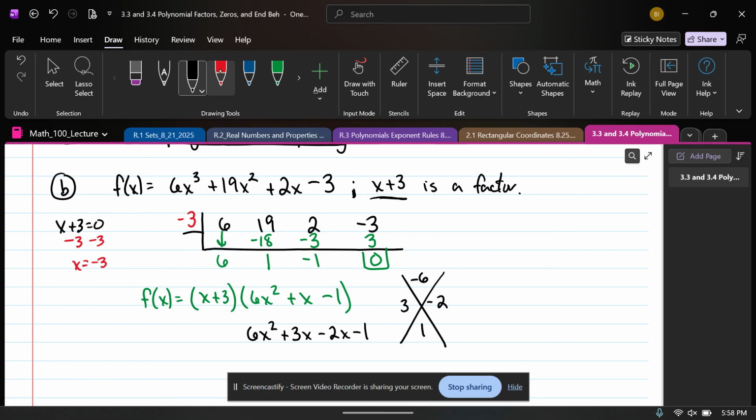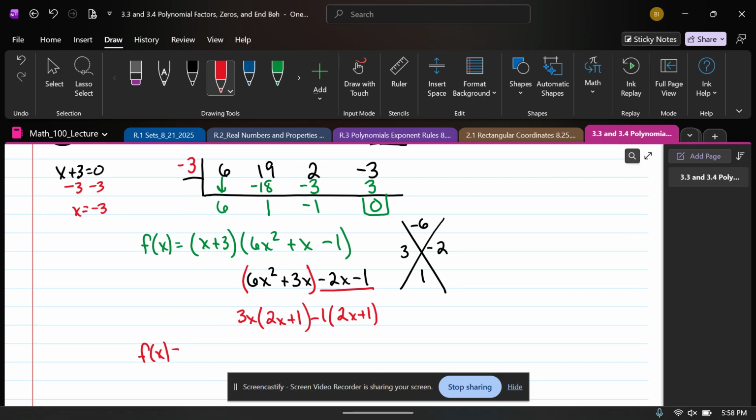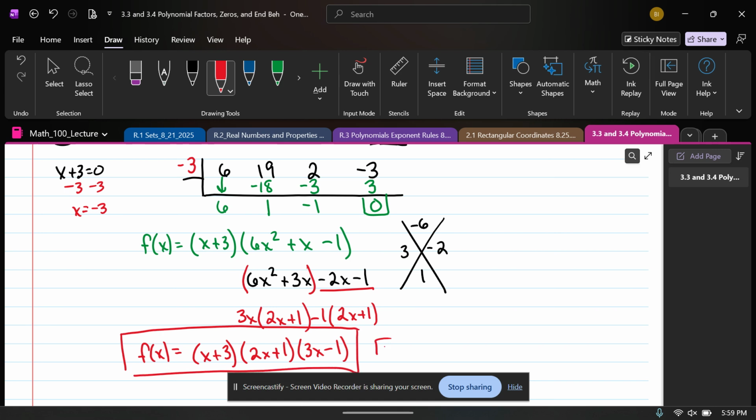And then I'm going to group that together. First two together, what's the GCF of that group? 3x. And that'll leave me 2x plus 1. And then what do I factor out of the second group? Negative 1. Very good. And that leaves me a 2x plus 1. So my factors now are x plus 3. That was the one they gave me. And then I have the 2x plus 1 and the 3x minus 1. That, folks, is our factored form.